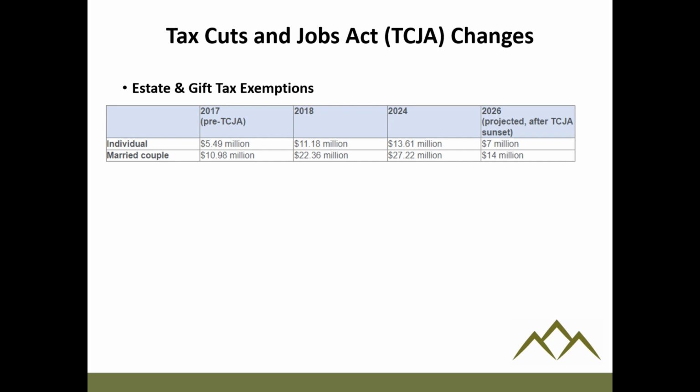And so you will see that they were significantly increased by the Tax Cut and Jobs Act, what these lifetime exclusions were. And we've got what each individual has for an exclusion for themselves and combined as a married couple. And then what they're going to revert back to after the sunset of the Tax Cut and Jobs Act.